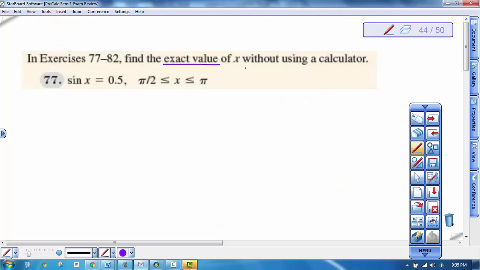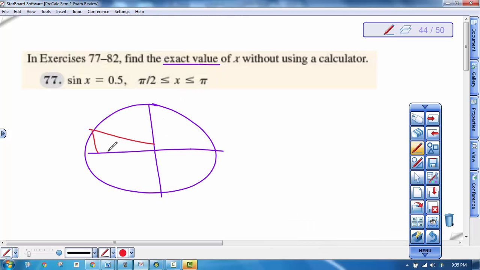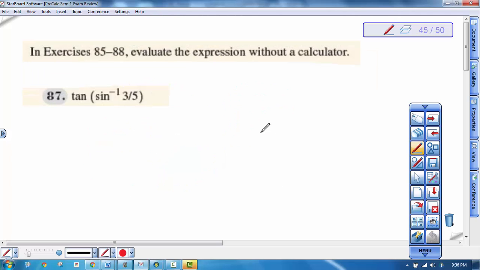Next problem wants to find the exact value without using a calculator, which obviously you could use the calculator, but let's graph this real quick. All right, we're between 90 and pi, and the sine is 1/2. So that should look familiar. This is a 30-degree angle right there. That's 150 or 5 pi over 6 if we're in radians.